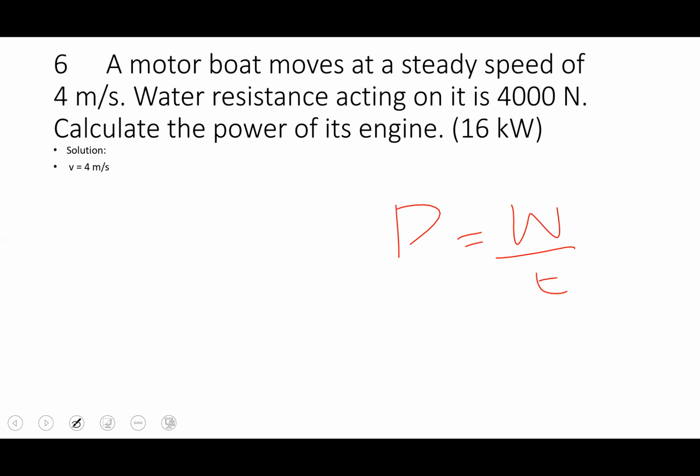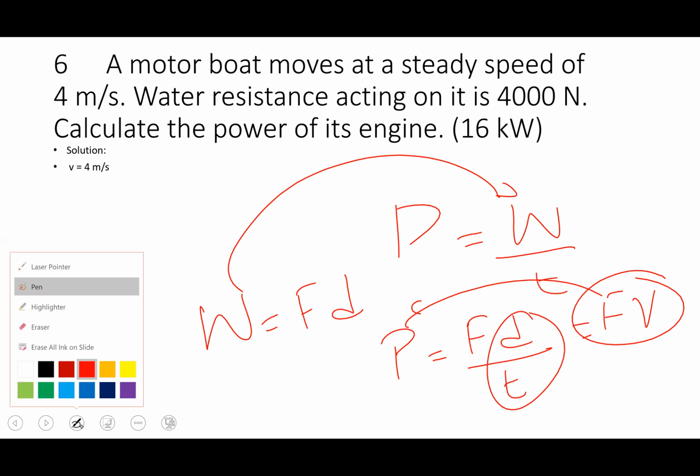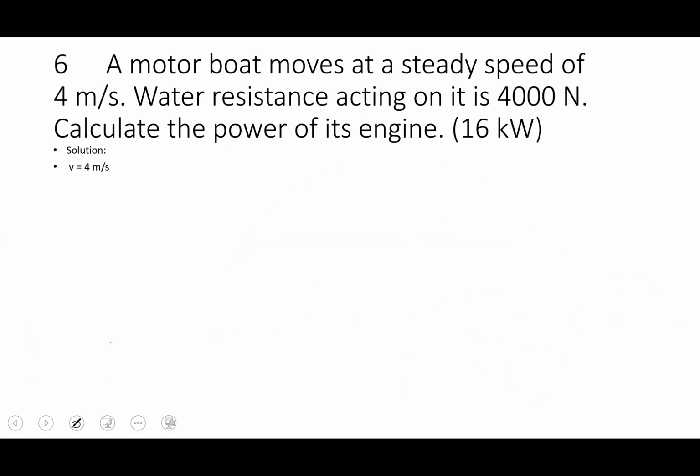Now over here we have been given the speed. So W is equal to F into D, and if we put this value of W in this formula, we have P is equal to F into D divided by T. As we know, D over T is equal to velocity, that means displacement over time is velocity. So force into velocity is known as power. Now we will use this concept.